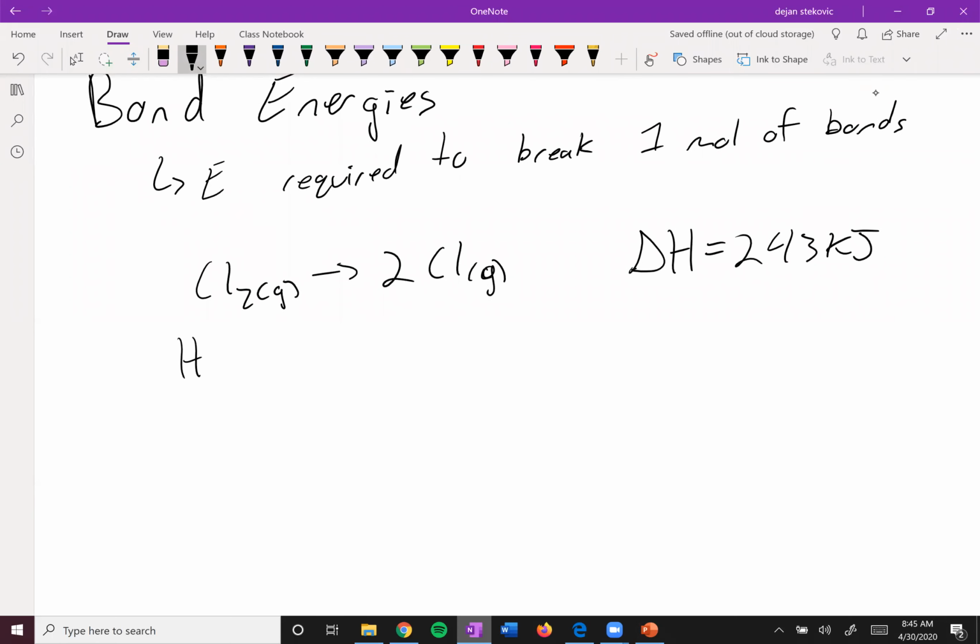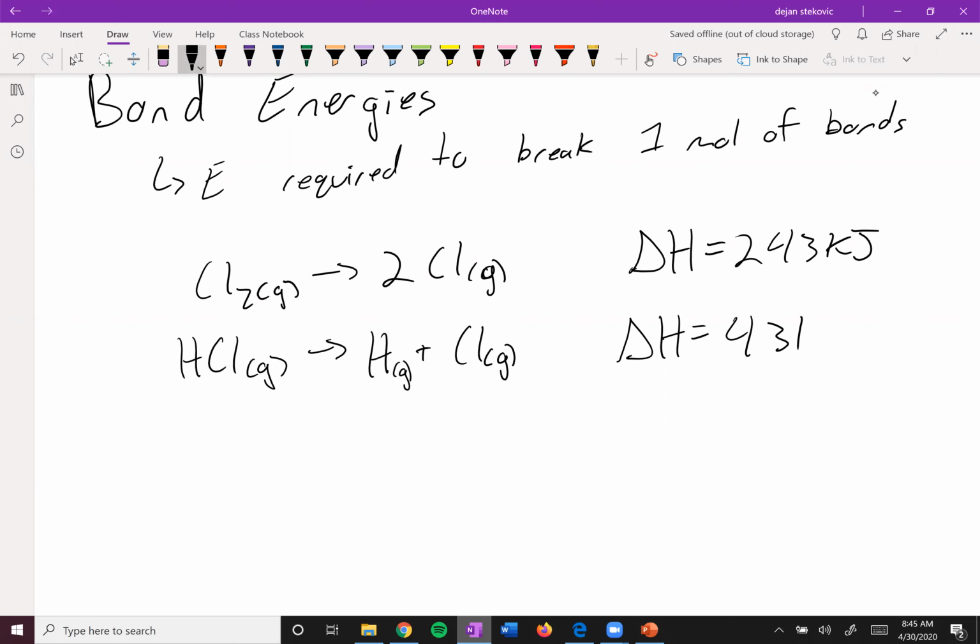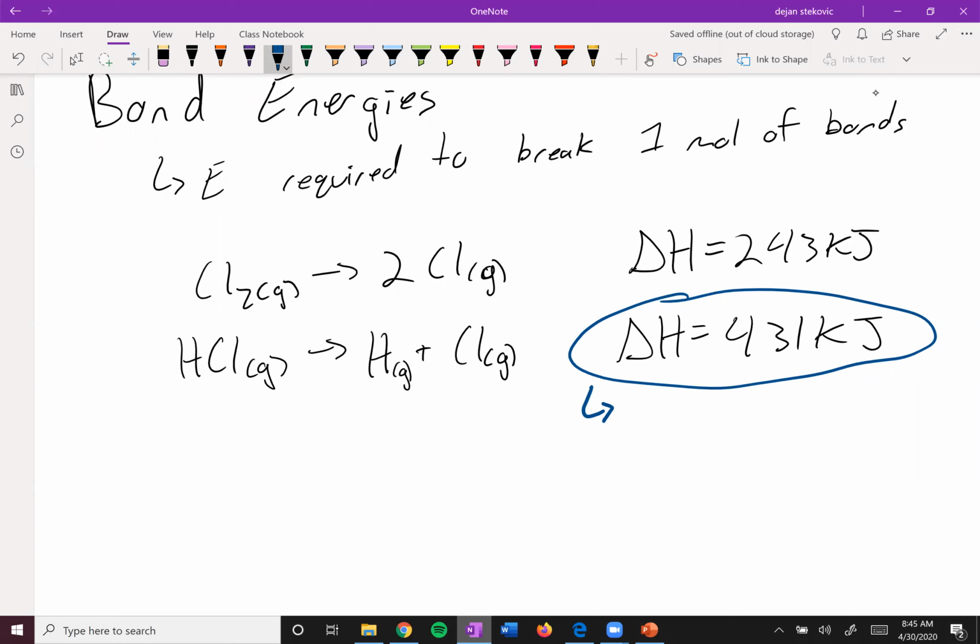Let's take a look at another one, HCl. That breaks up into H and Cl. And so if we take a look at the delta H of this, we see that it's higher, 431 kilojoules. And so since this one is higher, it takes more energy to break that bond. That means that this HCl bond is stronger than a Cl-Cl bond.